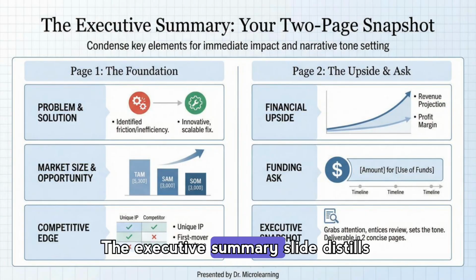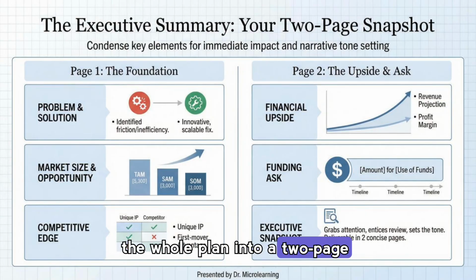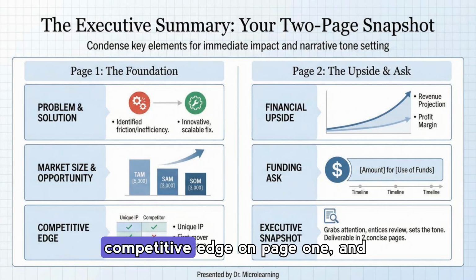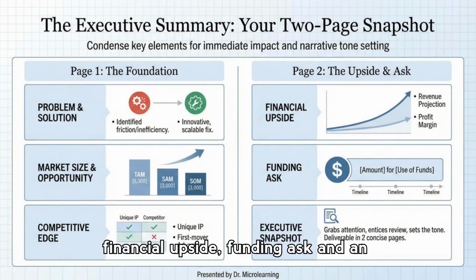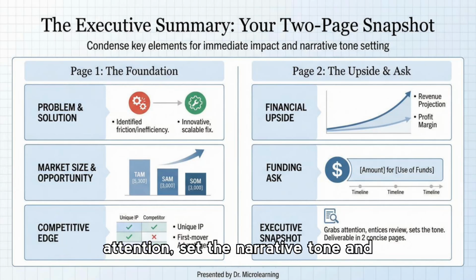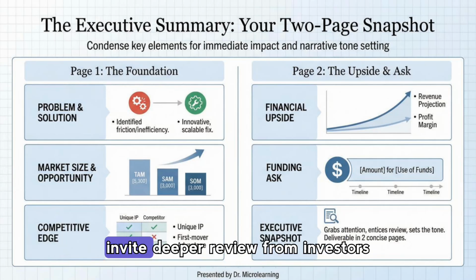The executive summary slide distills the whole plan into a 2-page snapshot covering the problem and solution, market size and competitive edge on page 1, and financial upside, funding ask, and an executive snapshot on page 2. This concise format is designed to grab attention, set the narrative tone, and invite deeper review from investors and partners.